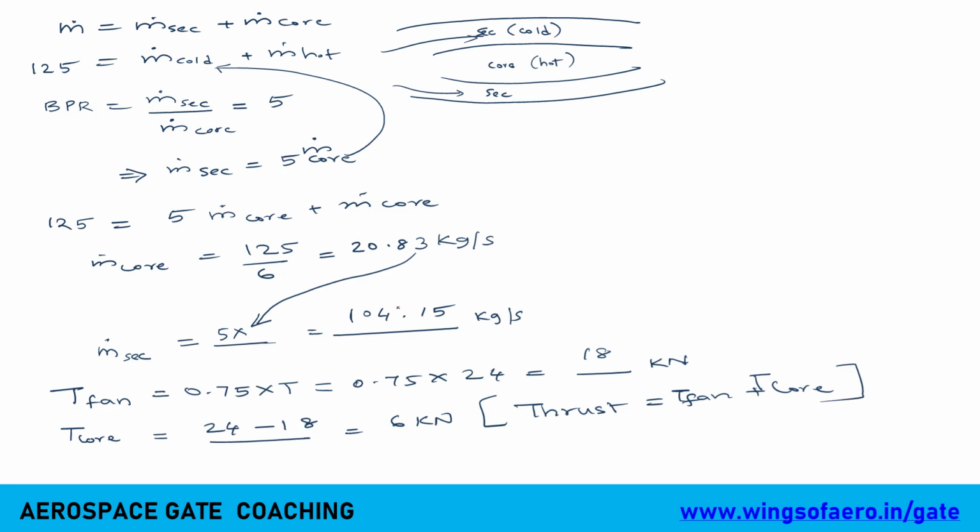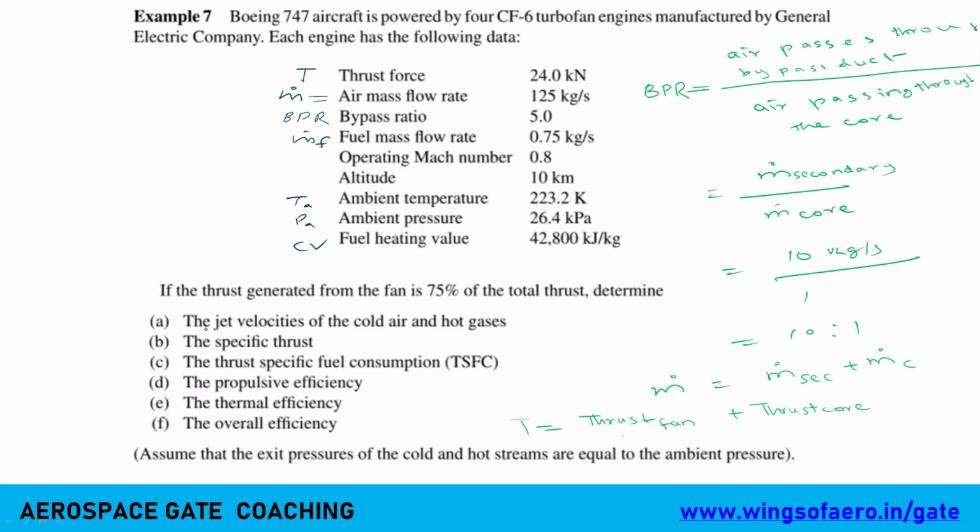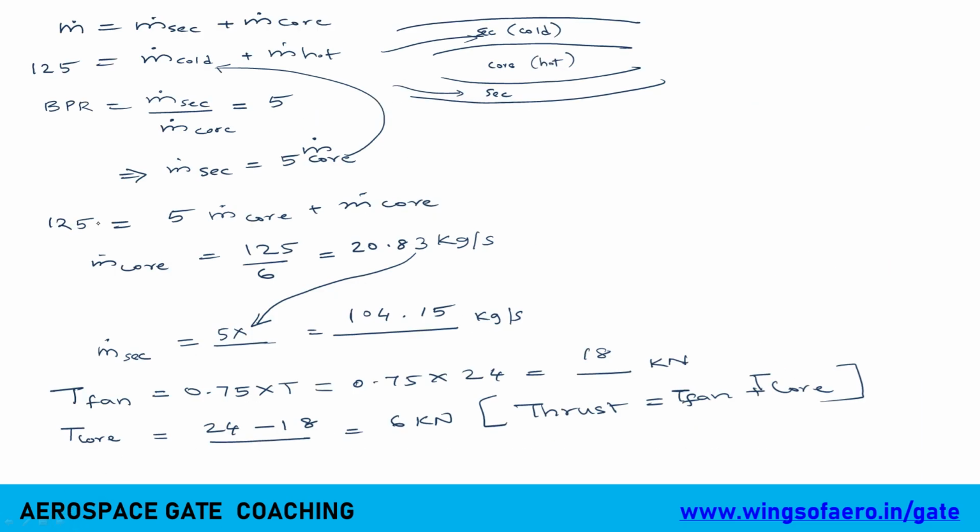Now we have some parameters in our hand. Let's check what they asked us to find. They asked to find the jet velocity of the cold air and the hot gases. That means we have to find Ve. That is, if this is an engine, okay, this is an engine.